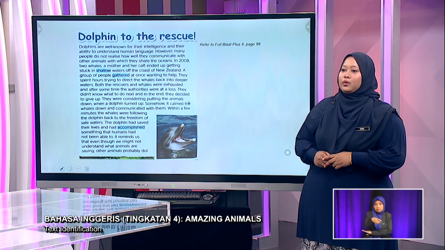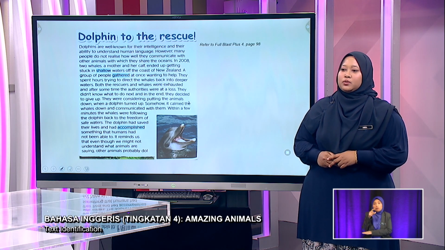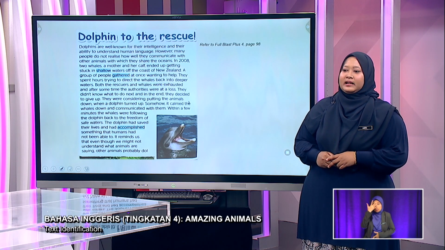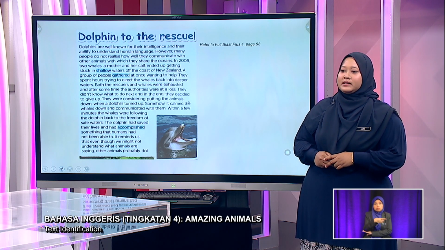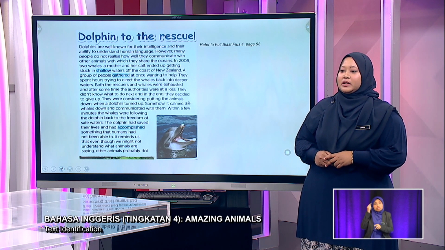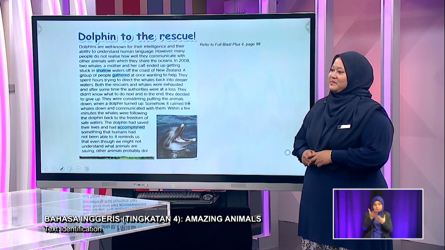Somehow, it calmed the whales down and communicated with them. Within a few minutes, the whales were following the dolphin back to the freedom of safe waters. The dolphin had saved their lives and had accomplished something that humans had not been able to. It reminds us that even though we might not understand what animals are saying, other animals probably do. Dolphins to the rescue.